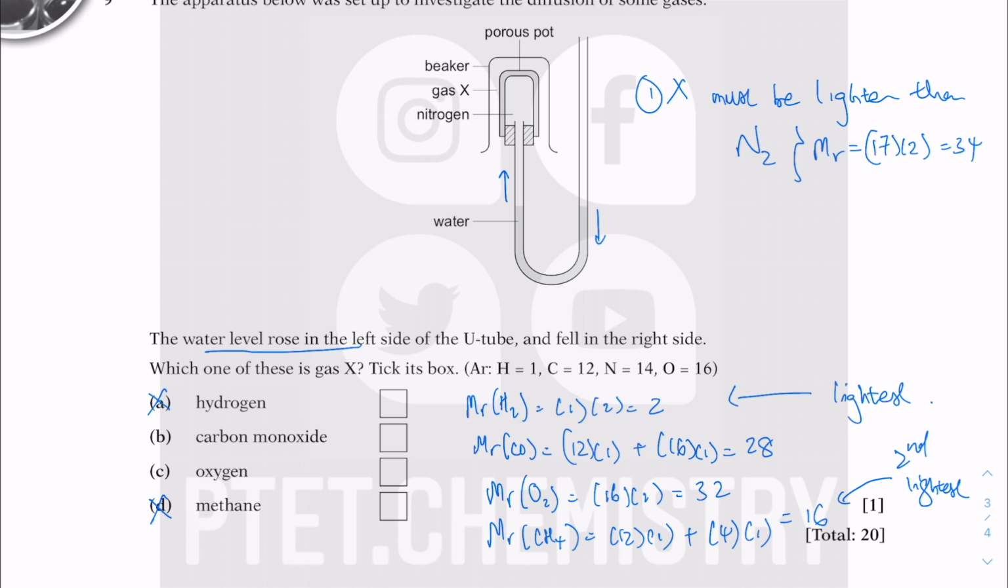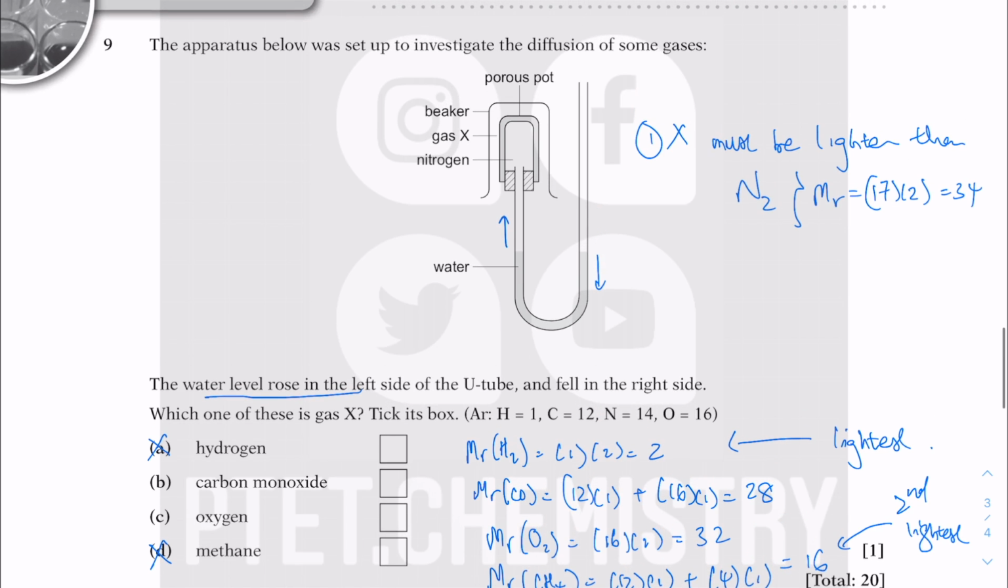So in between 28 and 32, I would probably go for the one which is closest in mass to the nitrogen. If I go for the lighter one, this will still diffuse into the chamber here through the porous pot, and diffuse faster than this, and therefore this 32 is probably the best answer. Being the heaviest, it will diffuse the slowest into the porous pot.